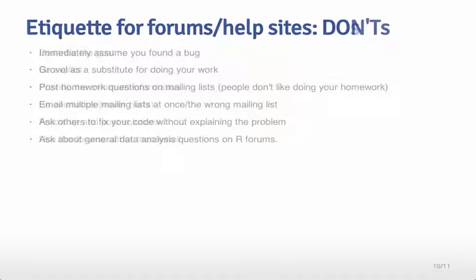Some things that you shouldn't necessarily do are immediately assume you found a bug in a major program. So saying you found a bug in R and that's why things aren't working. Groveling as a substitute for your work is obviously not a great thing. So begging other people to do your work for you. Please don't post homework questions on mailing lists or on the course forums. If you post the questions or the answers on the forums, it sort of takes away from the experience of everybody else. Please don't email a lot of different lists all simultaneously. Try to figure out what the right mailing list is and only email that.